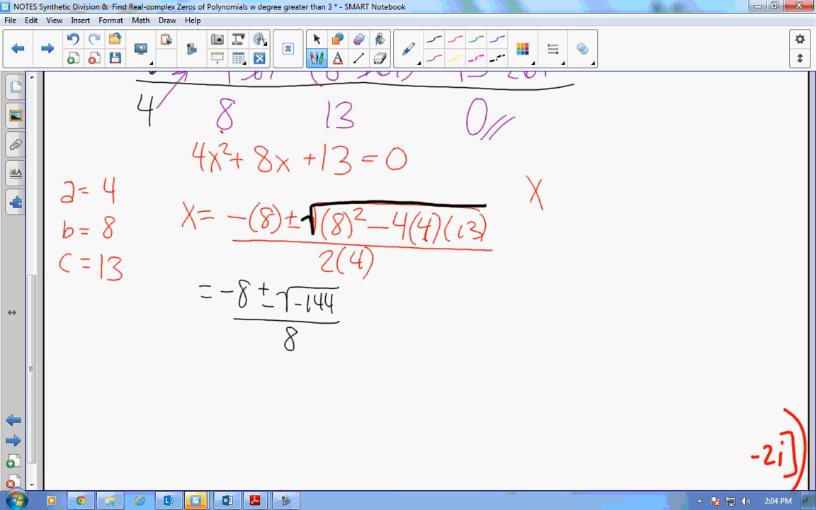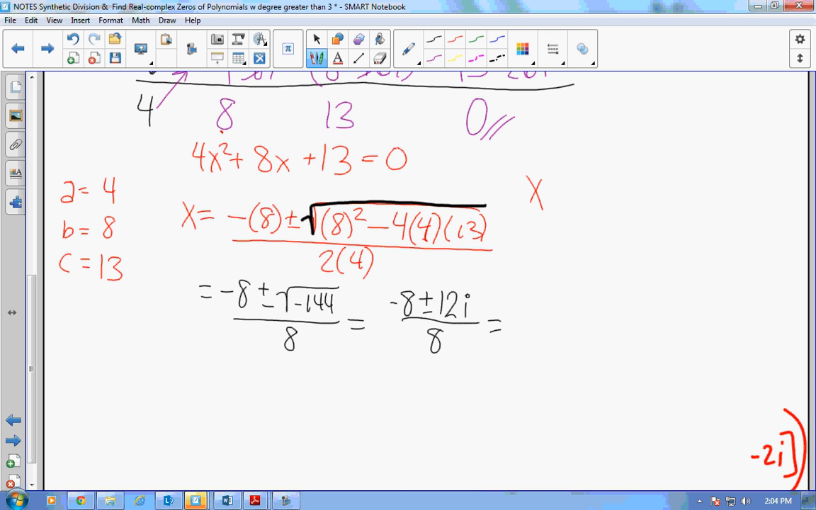No, you can't. It's a very good question, because you can only cancel when neighbors are being multiplied. Lots of people try doing that, and you can't do that. Square root of negative 144. Since it's a negative, we know we're going to get two imaginary solutions, which is why we couldn't factor. Yeah, the square root of negative 144 is plus or minus 12i.